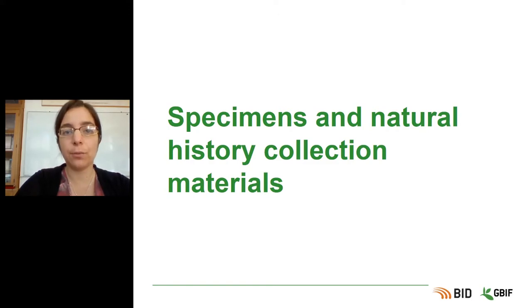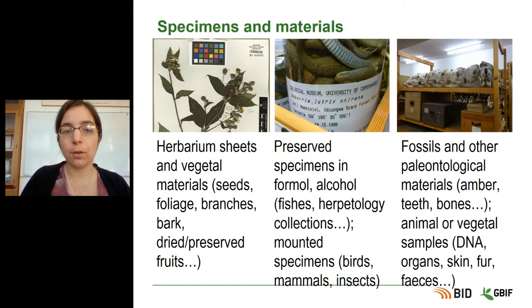Sometimes, and that can be the case for you, people work with specimens and natural history collection materials. So what are we talking about when we talk about specimens and other natural history collection materials? So we can talk about herbarium sheets and vegetal materials, such as seeds and foliage, or branches, bark, dried and/or preserved fruits. Sometimes you can also have preserved specimens in formol or alcohol or in other liquid states, such as fishes or herpetology collections. And you can also have some mounted specimens, such as birds, mammals, or insect collections.